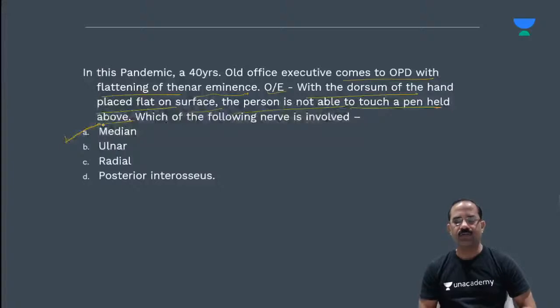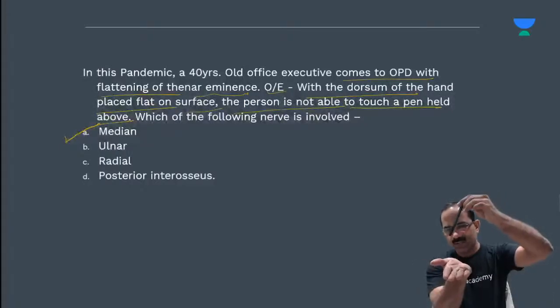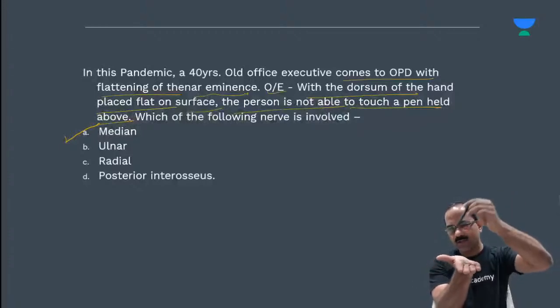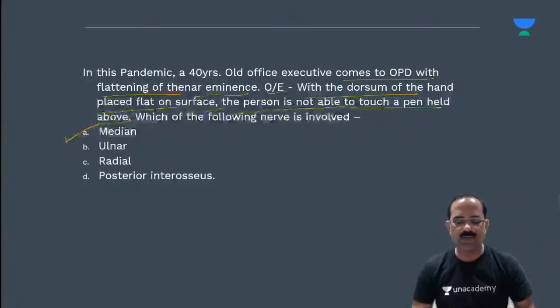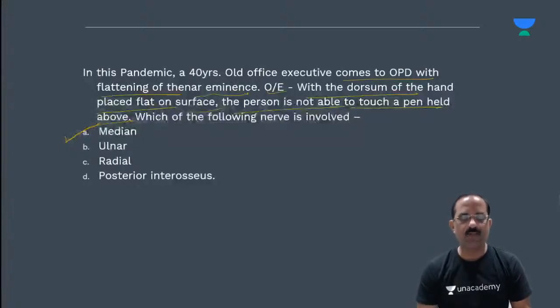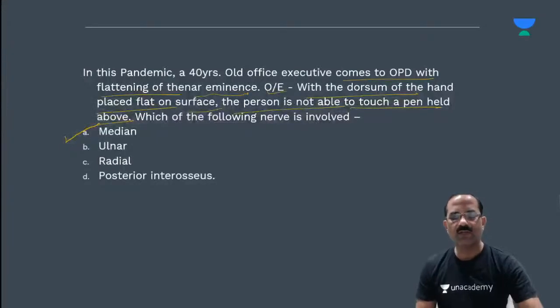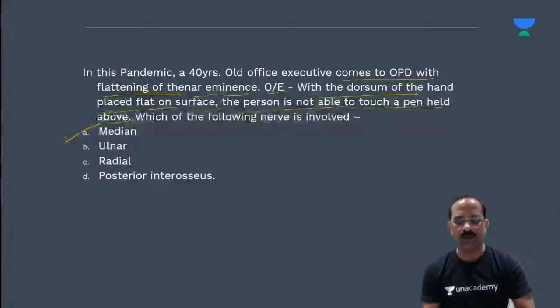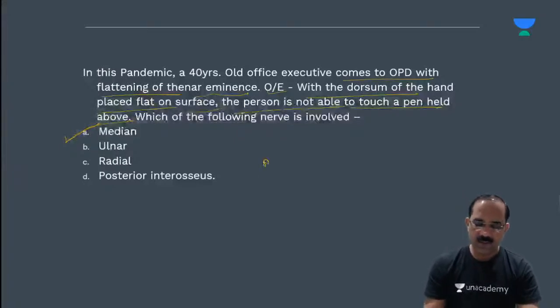Answer is median nerve. So what is this test known as? When you place the hand flat on the table and you take a pen and you tell the person to touch with the thumb, what is that test known as? Come on, students, answer. It is known as the pen test. And which muscle are you testing? If the pen is brought here, what is this action? Abduction. So this is known as pen test.